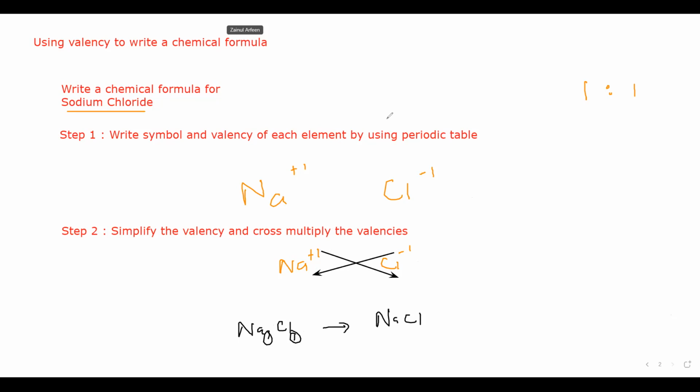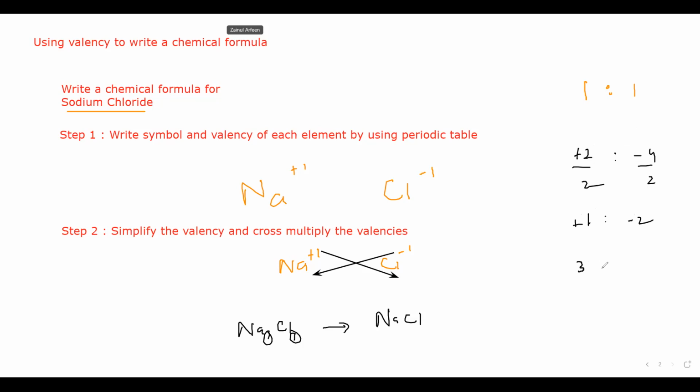What is the meaning of simplify? The term simplify means take a simple ratio. For example, sometimes one of the valencies is +2 and another one is -4. So +2 and -4 can be simplified. I can take the simplest ratio, dividing both of them by 2, so it will be 1:2. So the term simplification means take the simplest ratio.